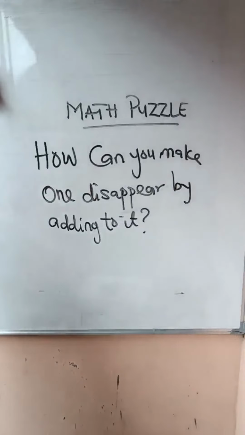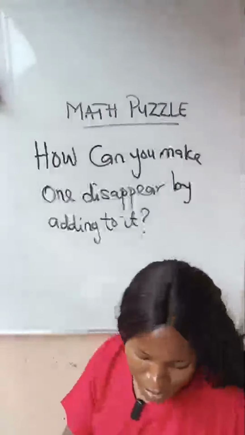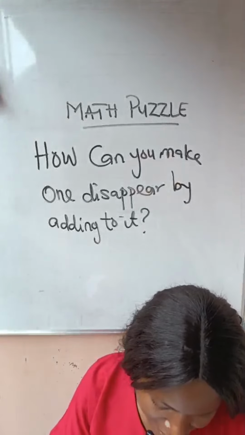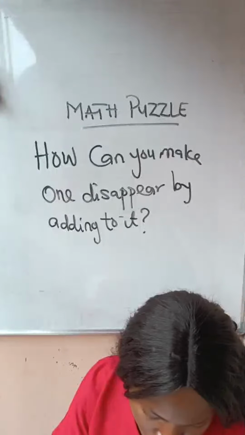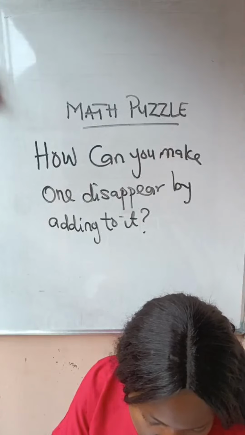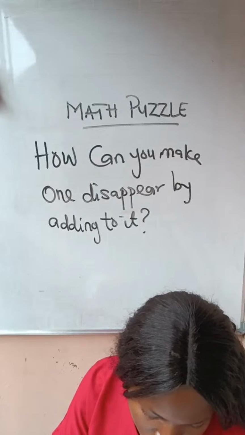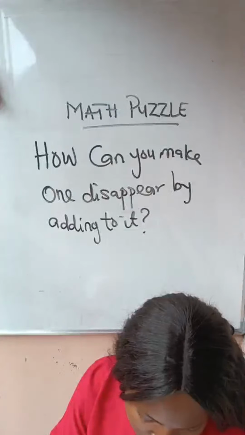Nice math puzzle. Okay, so Juby is saying from 1 to none. Caleb is saying, you guys, it's 1 plus 1 equals 2.